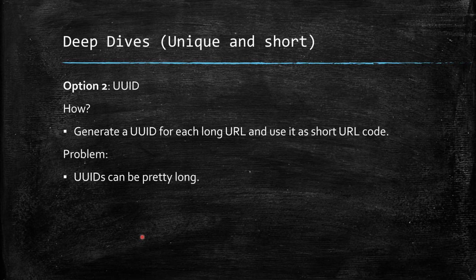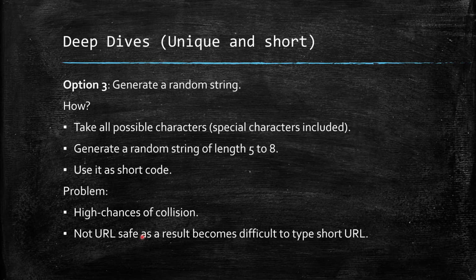I'm saying they are never supposed to have a collision, but yeah, it can be pretty long URL. So that's why we are cancelling the idea of UUID here, which is our option. Option number 3 is generate a random string. So how are you going to do this one?